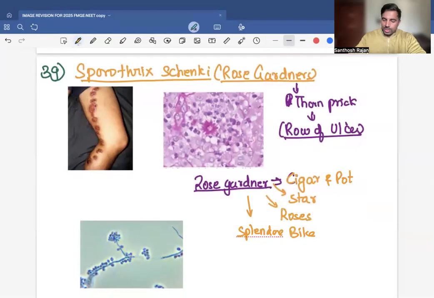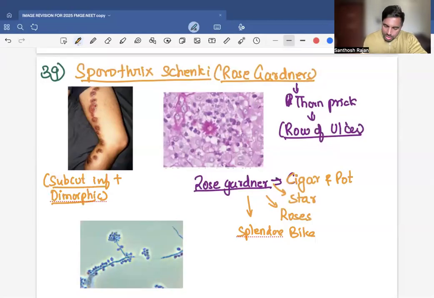Now you got it already. I think you already guessed it right. So why the cigar and pot? When you're staining, first of all, Sporothrix is one thing which is coming in both. It is causing a subcutaneous fungal infection, plus it is dimorphic. It has both forms, dimorphic. When you see this in the yeast form, what you're going to say now.